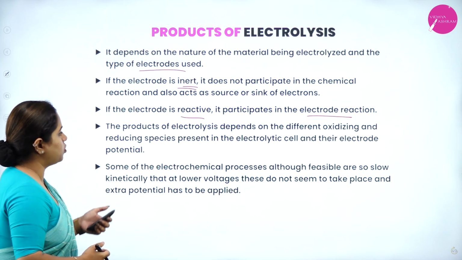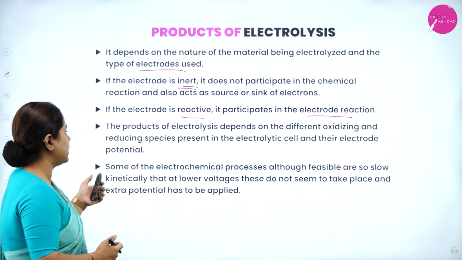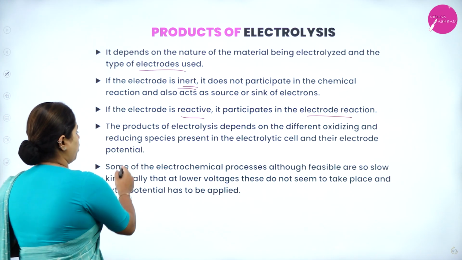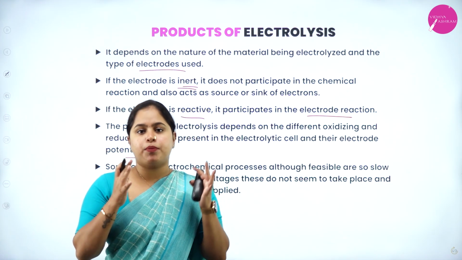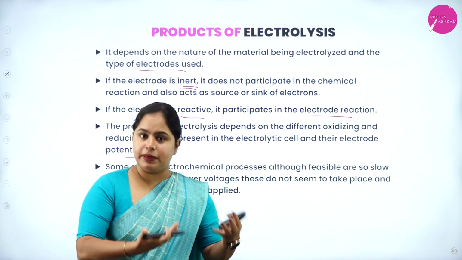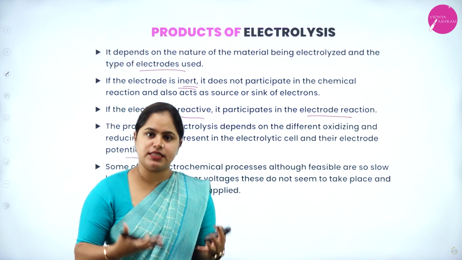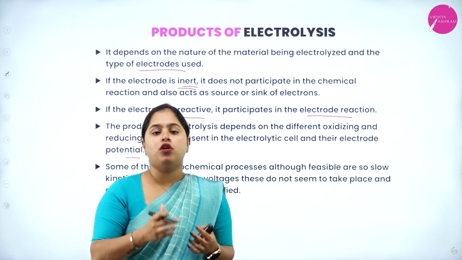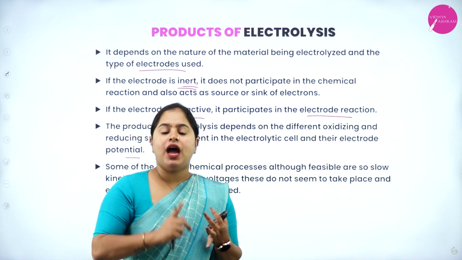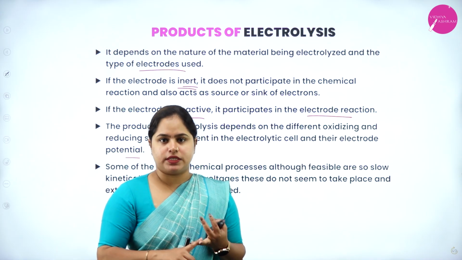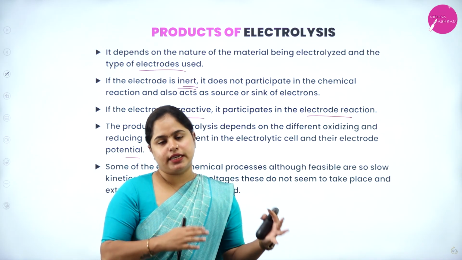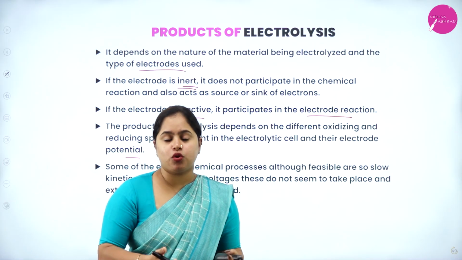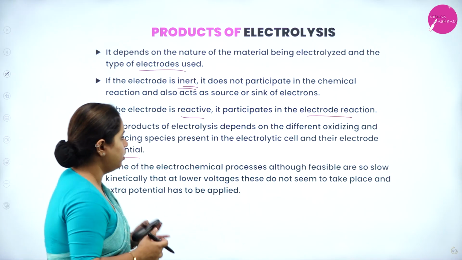Now, the products of electrolysis depend on the different oxidizing and reducing species present in the electrolytic cell and their electrode potential. So basically the products formed, whether liberated in the form of gases or deposited at the anode or cathode, depend upon which electrolyte we are using and which electrodes are present. If it is inert, it does not have a part in that. If it is reactive, yes, the electrode which we are using also plays an important role.